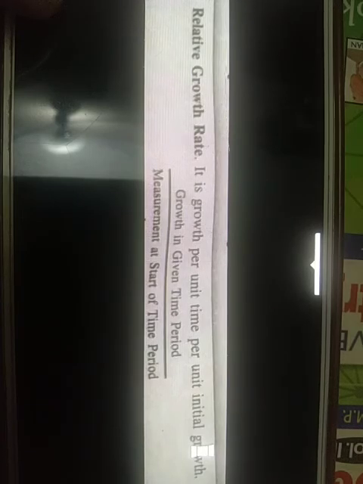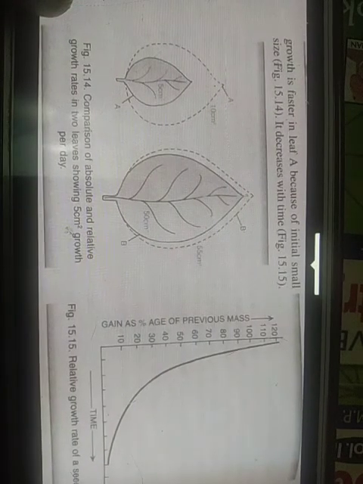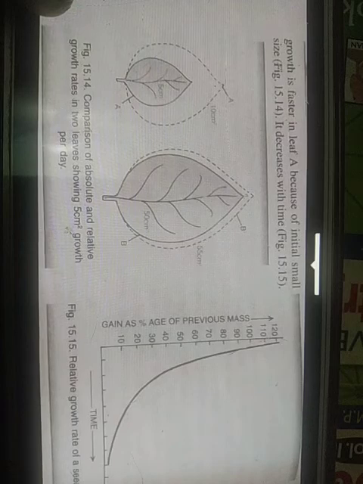Suppose two leaves have grown by 5 centimeter square in one day. Initial size of leaf A was 10 centimeter square, while that of leaf B was 15 centimeter square. Though their absolute growth is the same, relative rate of growth is faster in leaf A because of its initial small size, that is, it decreases with time. So here we can compare the size of the two leaves, okay, where the increase is going on.